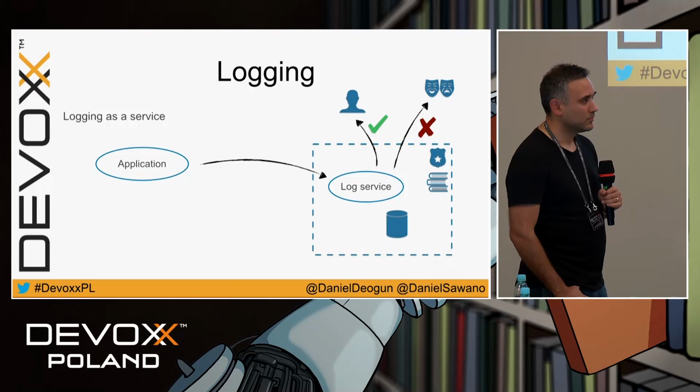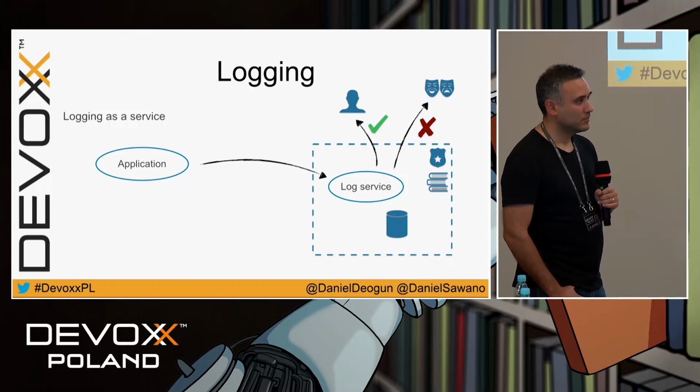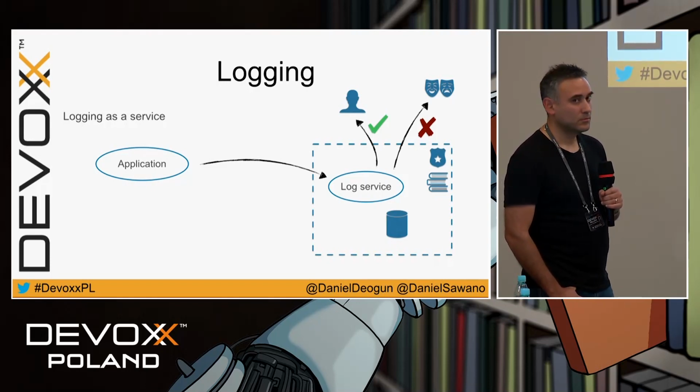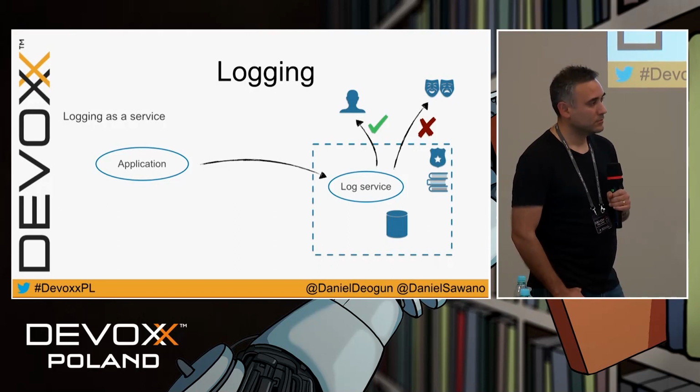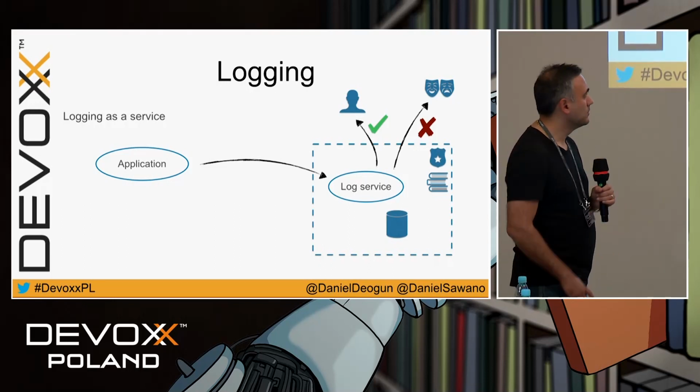You have another API to read logs, which is very restricted, and since you only have that entry point, you can keep a really good audit log. And of course, you can keep the bad guys out.